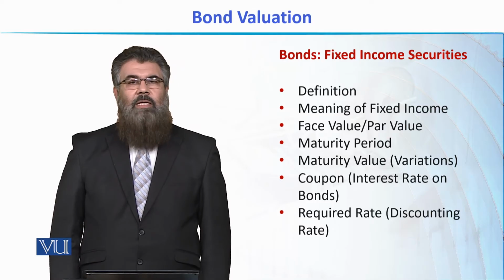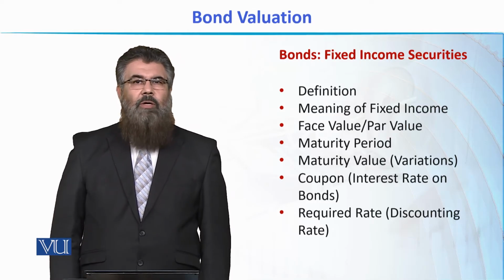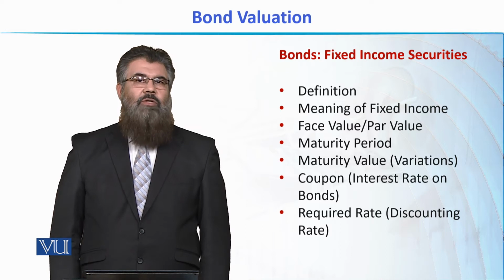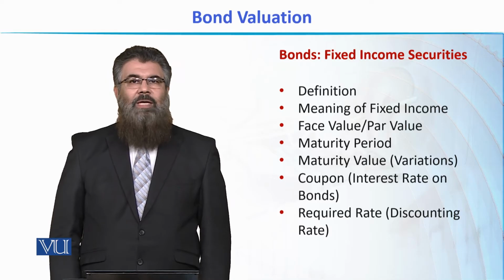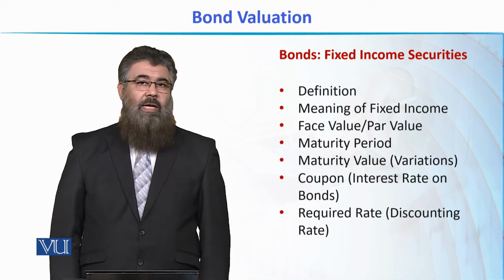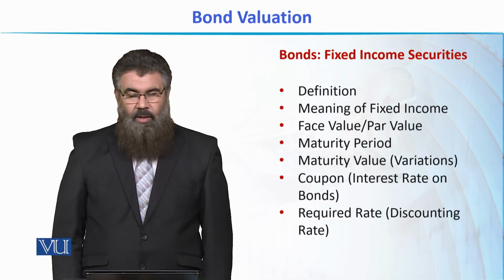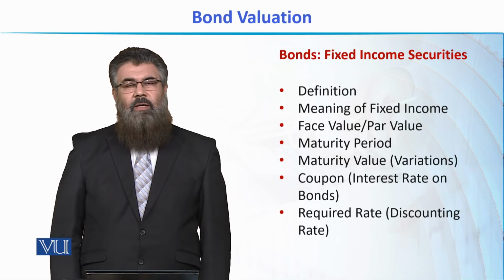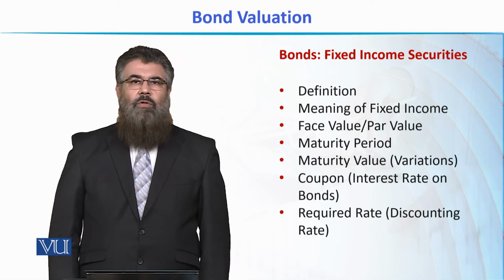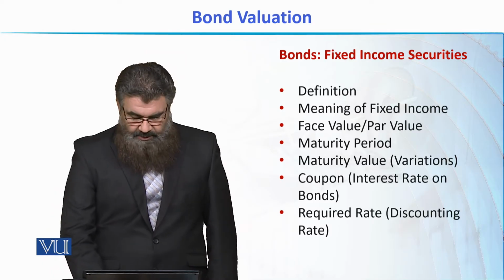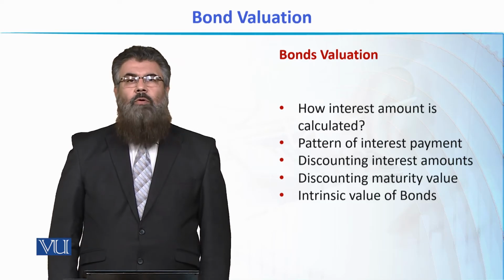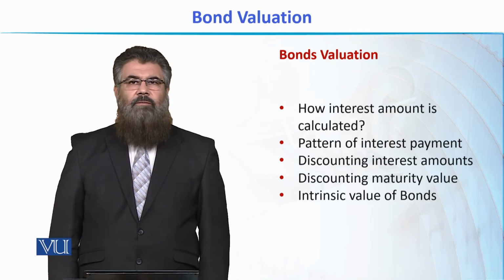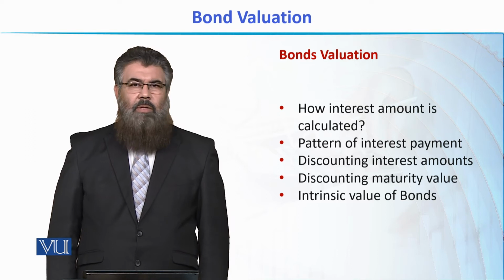So while calculating the value of bonds, we'll come across different rates. We should be very clear that coupon is the interest which we get on a bond. This is not the rate that we should use for calculating the present value. And the required rate of return is the return that we want to earn while making an investment in a particular bond.